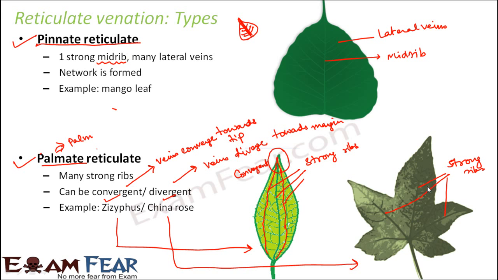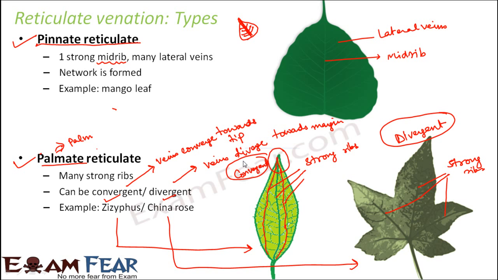Here you can see these are the strong ribs. Now these strong ribs are not meeting each other, they are going away from each other and they are going away towards the margin. Margin, that is the boundary of the leaf. So they are going away from the tip and towards the margin. So this is an example of a divergent palmate reticulate, and this is an example of convergent palmate reticulate.